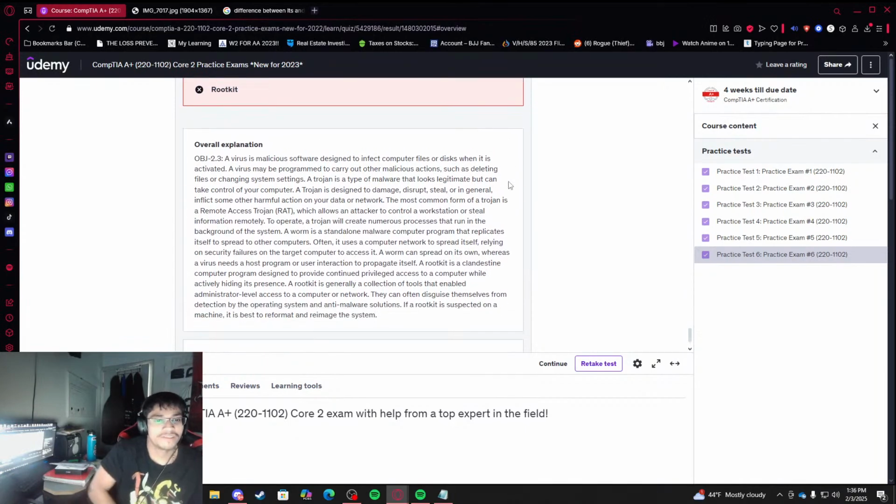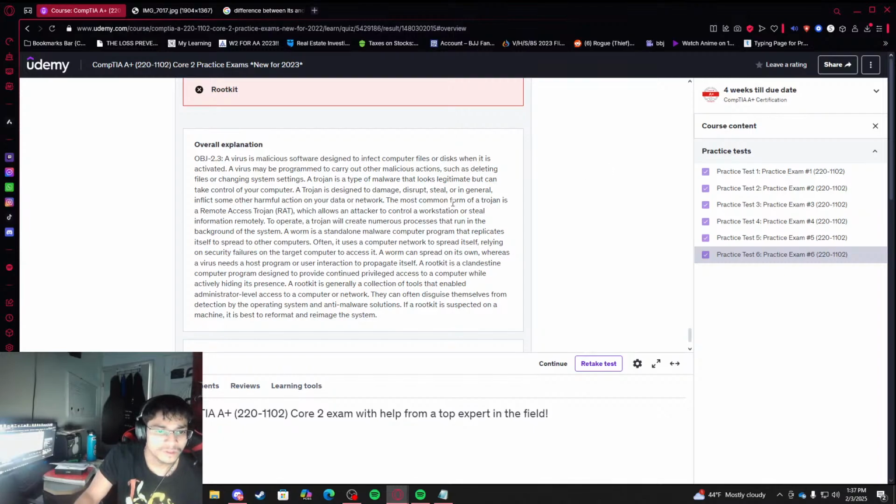But let's read it. A virus is malicious software designed to infect computer files or disk when it is activated. A virus may be programmed to carry out other malicious actions such as deleting files or changing system settings. A Trojan is a type of malware that looks legitimate but can take control of your computer. Trojan is designed to damage, disrupt, steal, or in general inflict some type of other harmful action on your data or network.